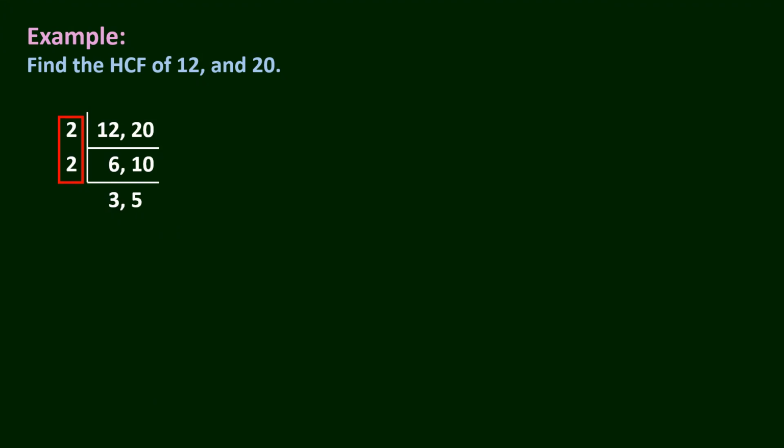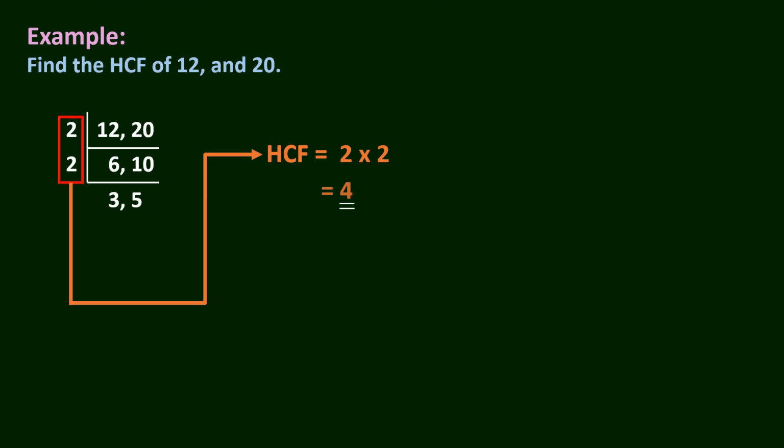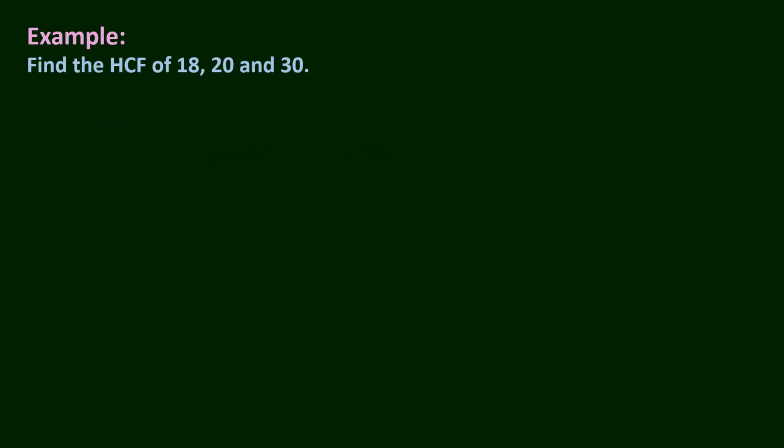So there is no common divisor. You cannot divide 3 and 5 by the same value. No common divisor, so take the divisors until that point. That means 2 and 2. These are the values of the HCF. The HCF of 12 and 20 is 2 times 2, which is 4. That is for 2 values.